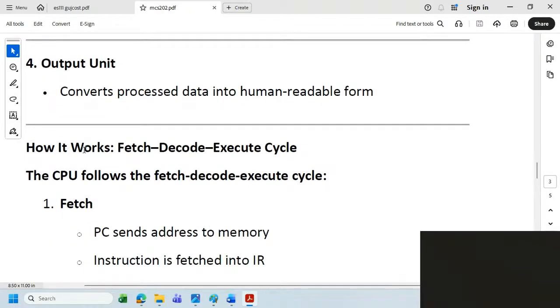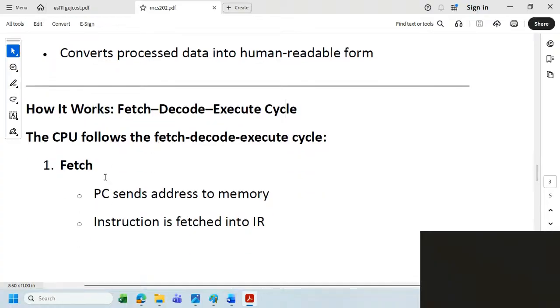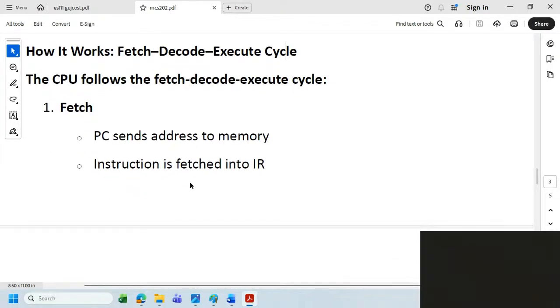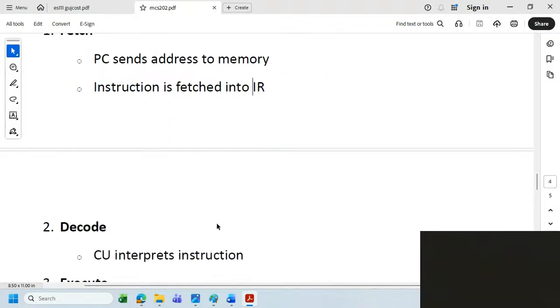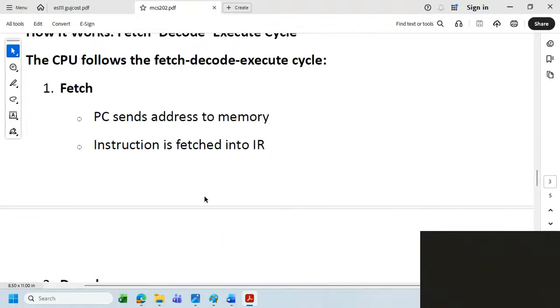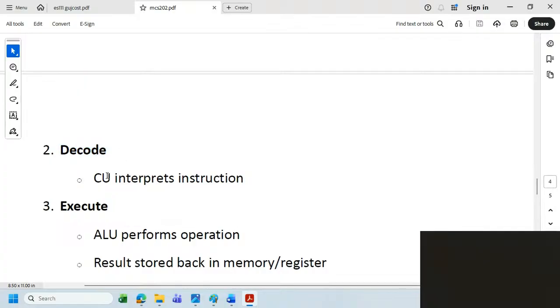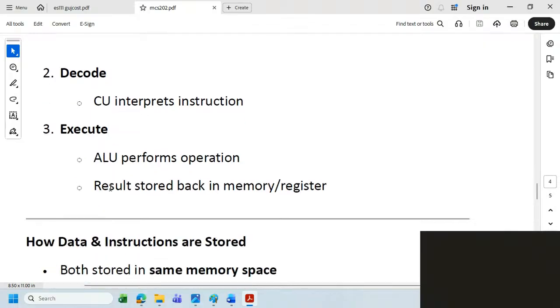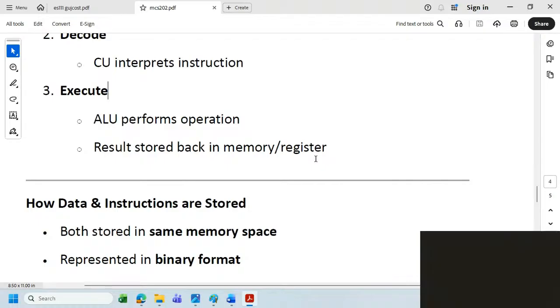How does this architecture work? It works on the principle of the fetch, decode, and execute cycle. The CPU follows the fetch, decode, execute cycle. In the fetch phase, the PC sends the address to memory, and the instruction is loaded into the IR, that is the instruction register. The second is decode, which interprets the instruction. The third phase is execute. The ALU performs the operation, and the result is stored back in the memory register.